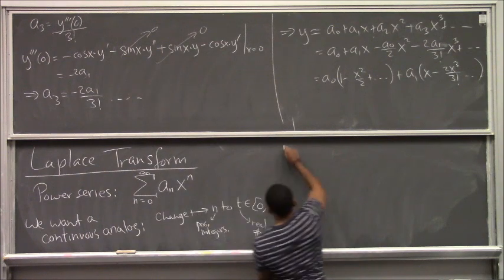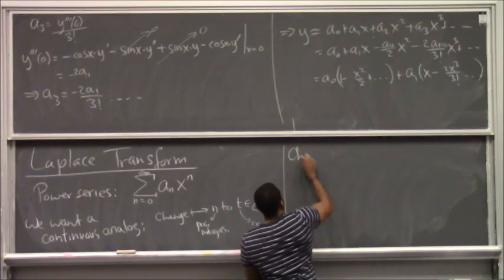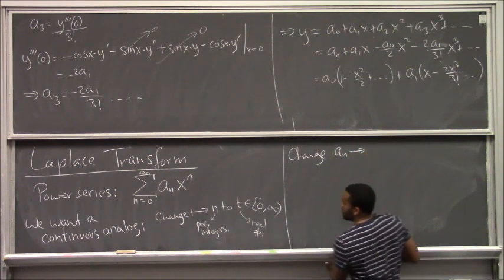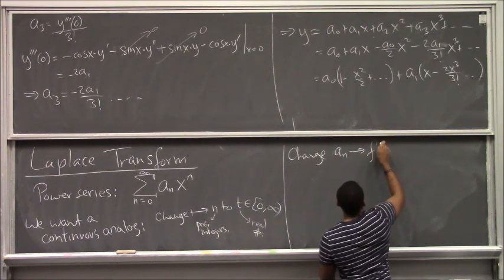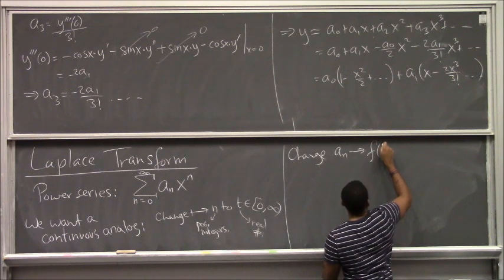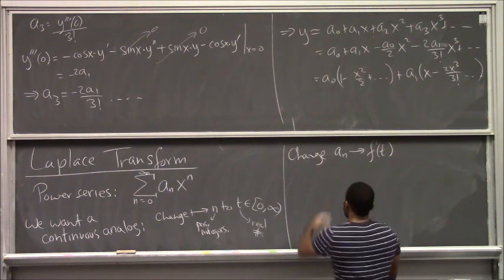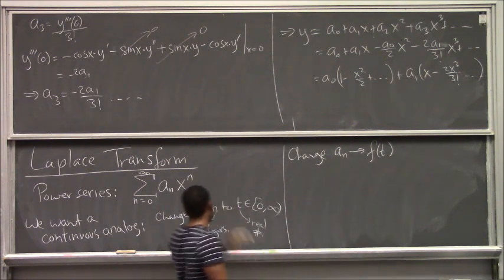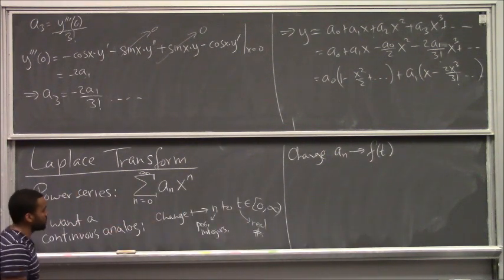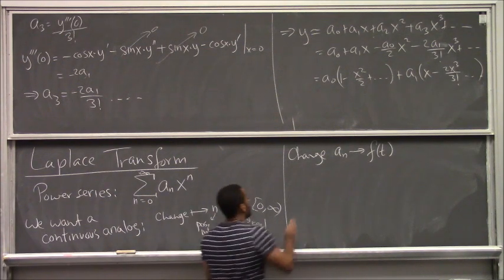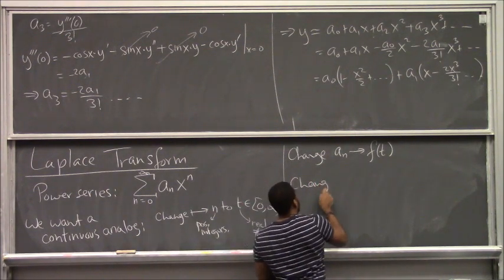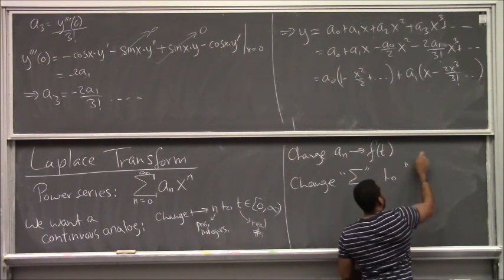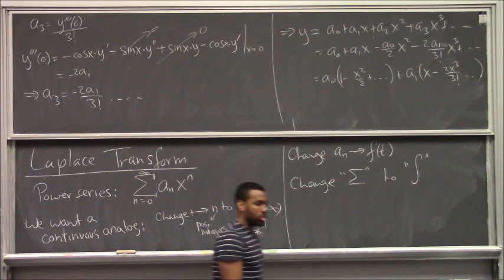Also, change the a_n to some function of t. So a_n is normally some formula that depends on n. It's now going to be some formula that depends on t, because I'm changing all these variables to be real variables. And also, you're going to change the summation to an integral, which is the continuous analog of a discrete sum.